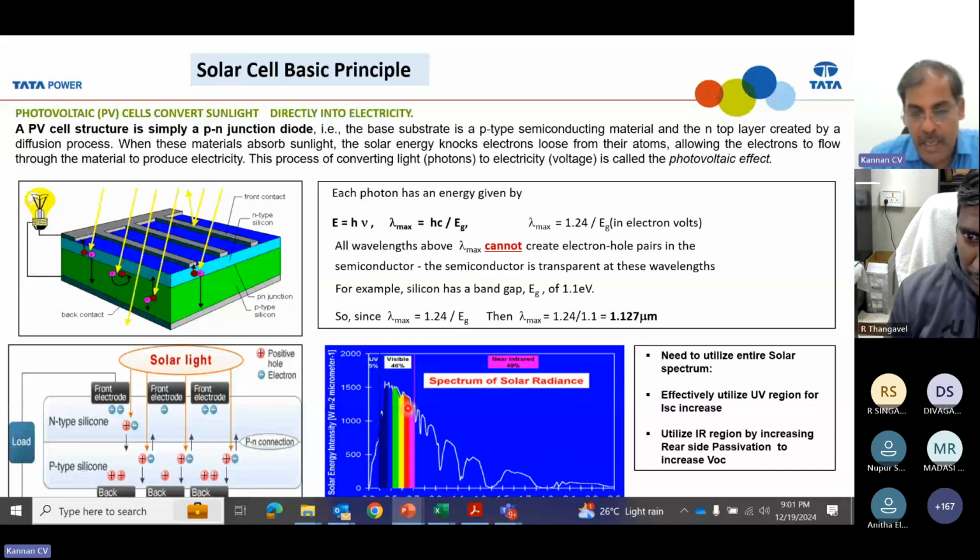On the UV side, anything there has higher energy, but our silicon can work only up to 1.1 eV. That means any light beyond 1100 nanometer that falls on the silicon substrate or silicon PN junction will not be converted into electricity. It will just be transferred into the silicon as heat.